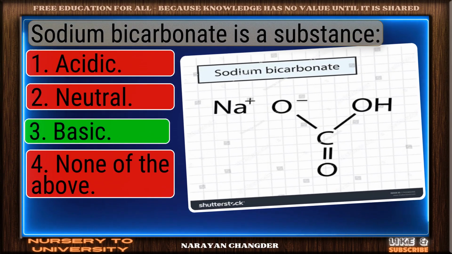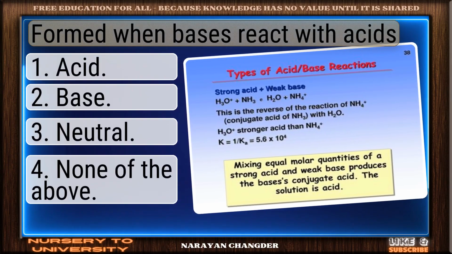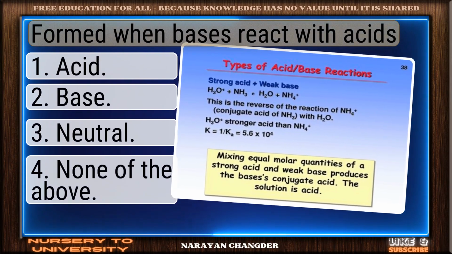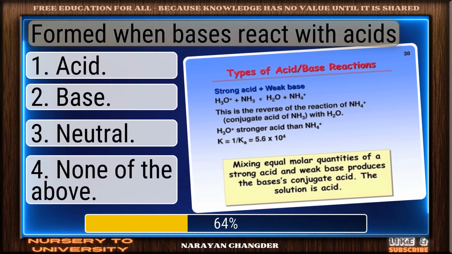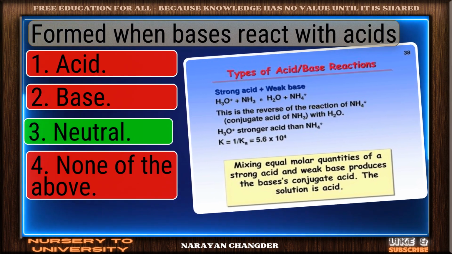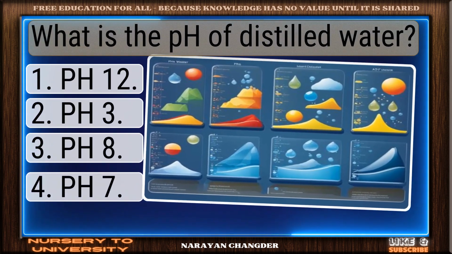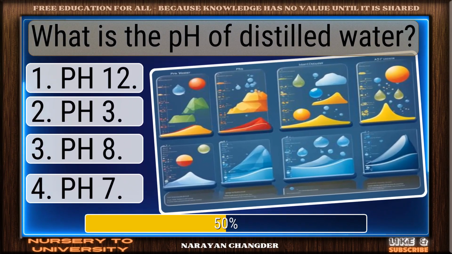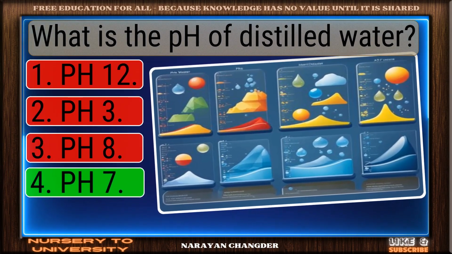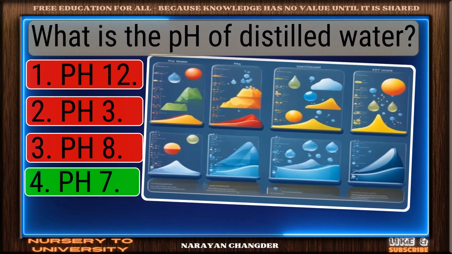Bravo! Basic is the answer. Question number 95. Formed when bases react with acids. Valid point. Neutral is true. Question number 96. What is the pH of distilled water? Strong choice. pH 7 is the right answer.